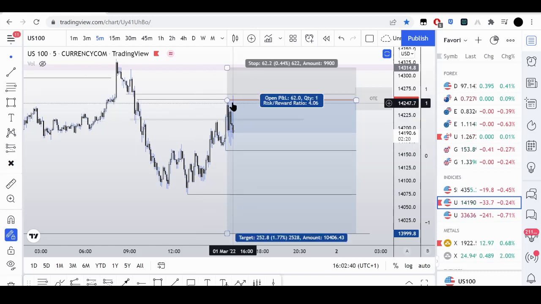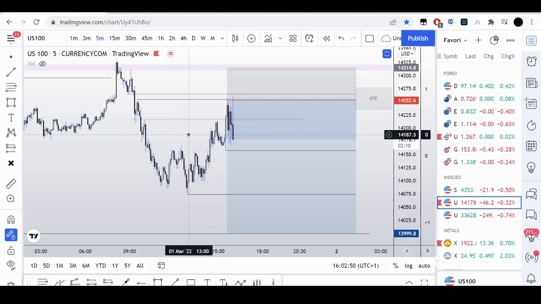London close created this candle up right here that ran out this high, worked this fair value gap again. London close open. So I feel like we're going to run lower, you know what I mean? It's very high probable that we're going to run lower, you know what I mean?